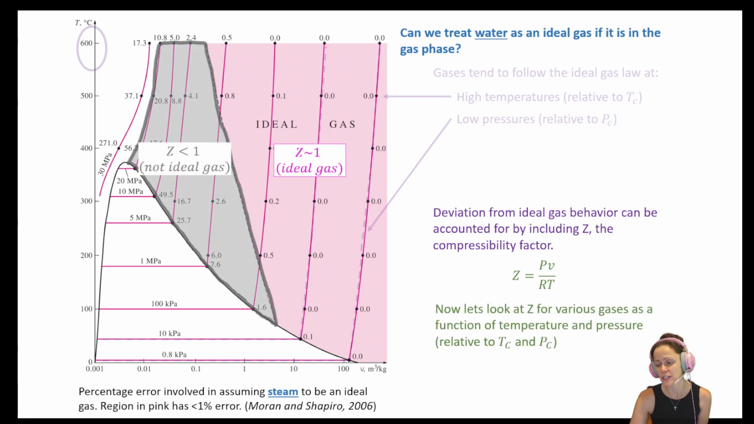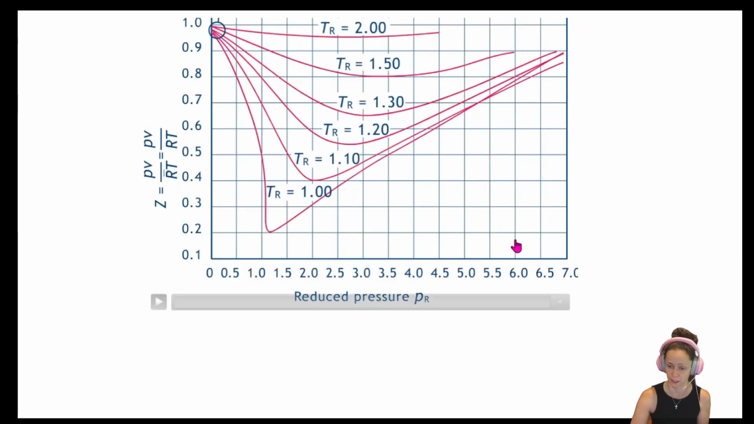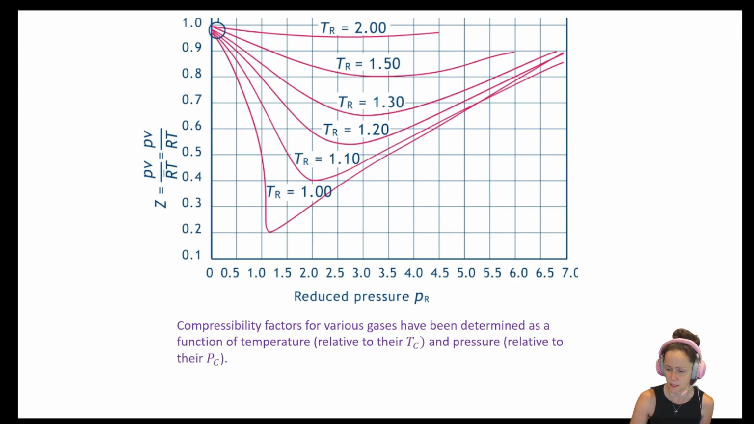So let's look at Z for various gases as a function of temperature, the critical temperature, and the critical pressure. So this right here, oh, perfect. So you could see this is what's called our reduced temperature, and you could see the reduced pressure down here. And so you could see at various combinations of the reduced temperature and reduced pressure, you are closer to that Z value being equal to 1 than not.